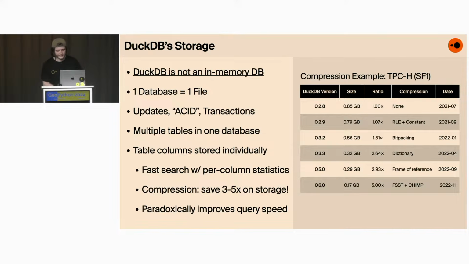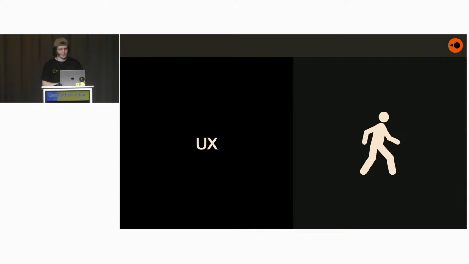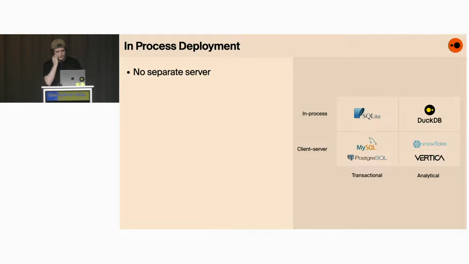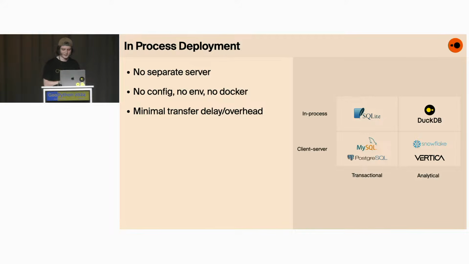All right, lastly, I want to talk about UX. So DuckDB has this in-process deployment model, meaning there's no separate server. So there's no config, there's no environment, God forbid, there's no Docker. And a great thing about this is that you also have very minimal transfer delay and overhead to get data in and out of DuckDB.